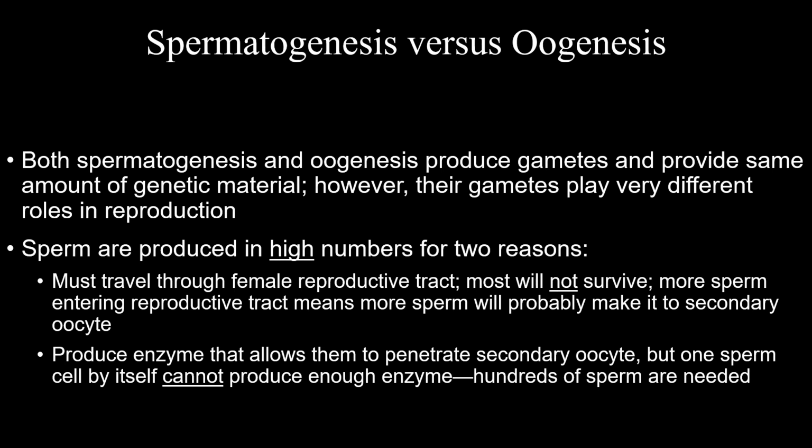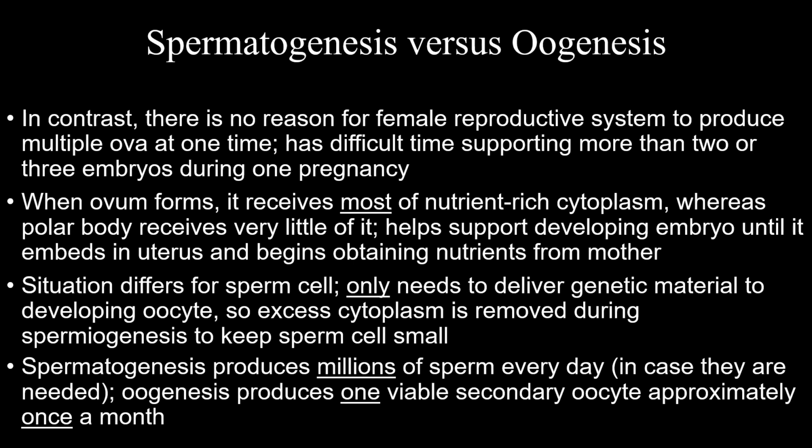In contrast, the oocyte production is complete before the female is even born. And so from puberty to menopause, she generally will release only one secondary oocyte per month. This makes sense because there's no need for the female reproductive system to produce multiple secondary oocytes at one time. In fact, it would actually be dangerous to produce that many, as the female system already has a difficult time supporting more than 2 or 3 conceptuses during one pregnancy.